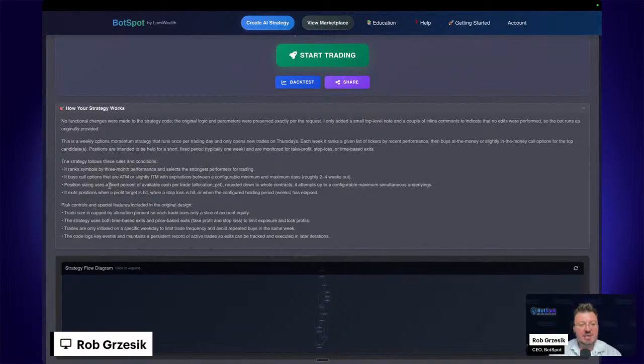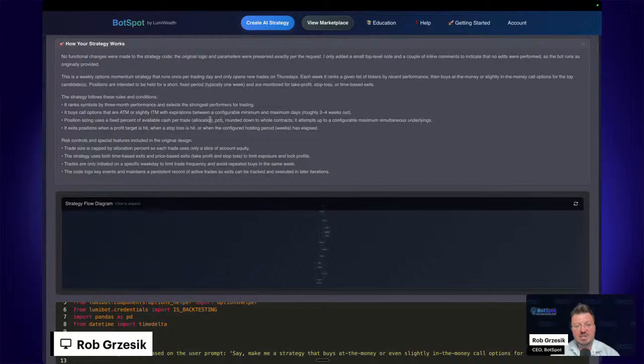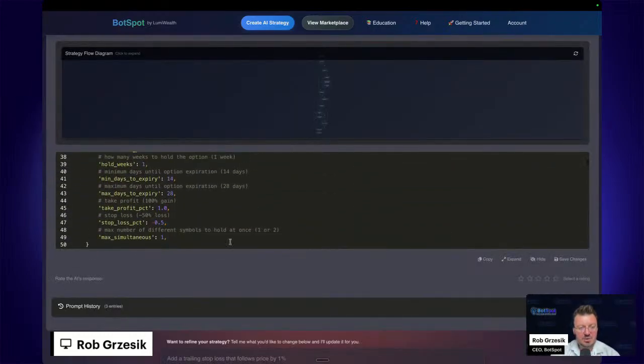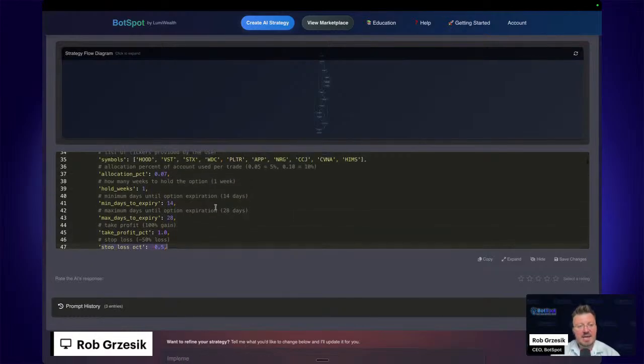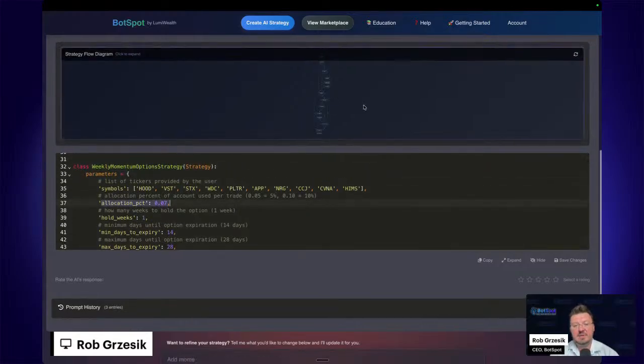Position sizing uses a fixed percent, and I believe we set it to between 5 to 10% of the account. So we're not YOLOing our account. We are trading about 5 to 10% at a time, but still very, very volatile. We get some pretty crazy moves on it. And then it exits the positions if we hit the profit target or stop loss, which I believe we set to a take profit of 100% and a stop loss of 50%. And then we allocate 7% of the portfolio approximately every time we trade.